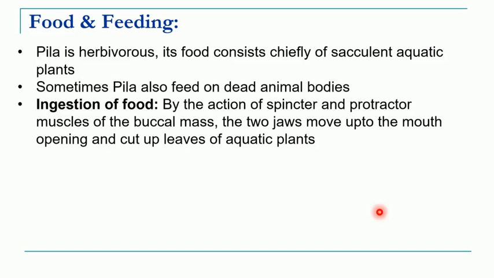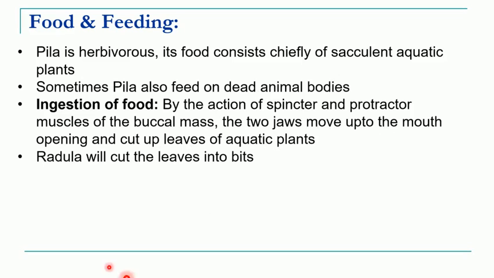Now, how the ingestion or intake of food takes place. We have seen that there are different types of muscles present in Pila, like sphincter muscle, protractor muscle, retractor muscles. By the action of sphincter and protractor muscles of the buccal mass, and we have seen there are two jaws. With the help of these muscles and two jaws, the food is taken inside the mouth cavity. The two jaws move and open and cut up the leaves of the aquatic plants.